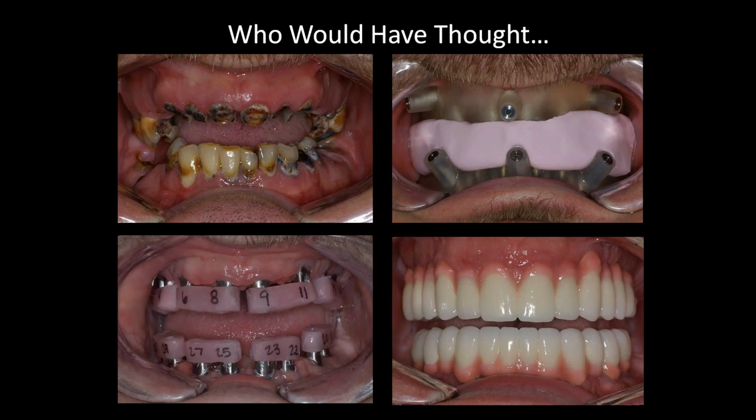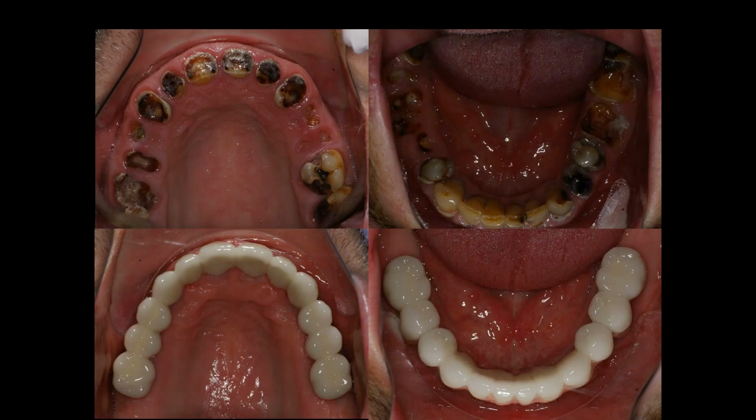Who would have thought that a patient who had suffered substance abuse and finally had his act cleaned up would undergo full mouth implant reconstruction, where we placed 8 implants in the upper arch, 8 implants in the lower arch, and provided full fixed rehabilitation for this patient.